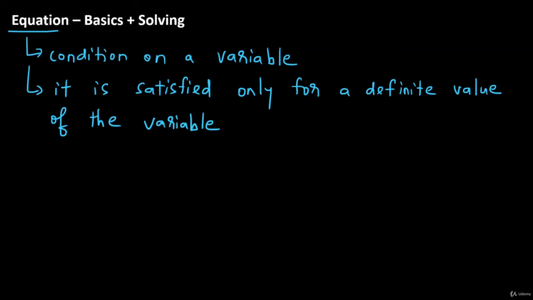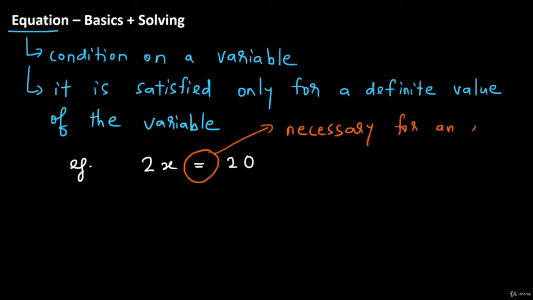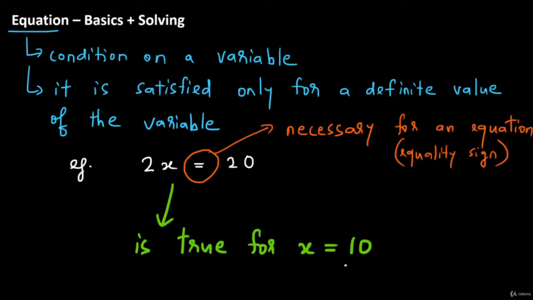Let's take an example. For example, you have an equation 2x is equal to 20. Now, what all can we observe over here? You can see that there is an equality sign and this is necessary for an equation, right? You need to have this for an equation. All right. Now, when is this equation true? This is true when x is equal to 10, right? When x is equal to 10, 2 into 10 is equal to 20. So that's what we say that it's true only for a definite value of the variable. All right, let's proceed and see how we can solve an equation.